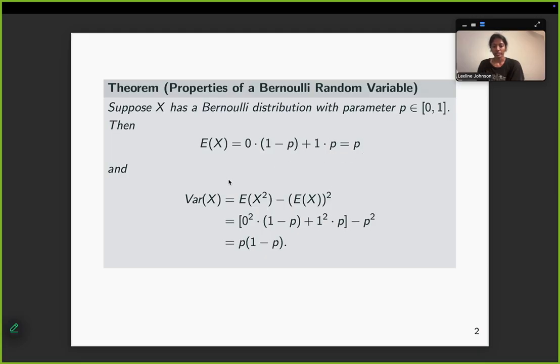And then our variance, we can just use our variance formula again: the expected value of X squared minus the expected value of X, squared. That is our variance. We have our expected value of X squared over here, which is, if we square X, 0 squared is still 0, 1 squared is still 1, and then we subtract our expected value squared, which is p squared, so we get p times 1 minus p, and that is our variance.